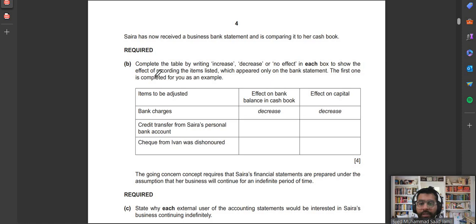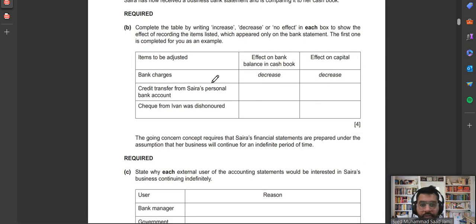Now, next part, it says complete the table by writing increase, decrease or no effect in each box to show the effect of recording items which appeared only in bank statement. The first one is completed for you as an example. So for example, we have to show the items that have only appeared in the bank statement. Okay, how will it affect our cash book and how will it affect our capital?